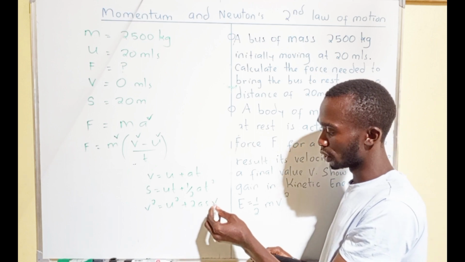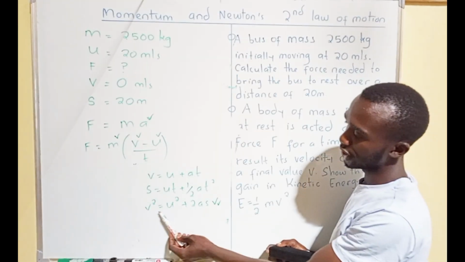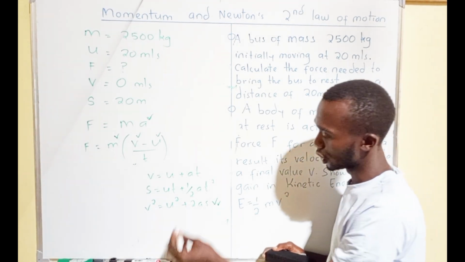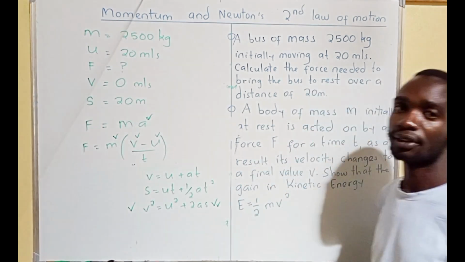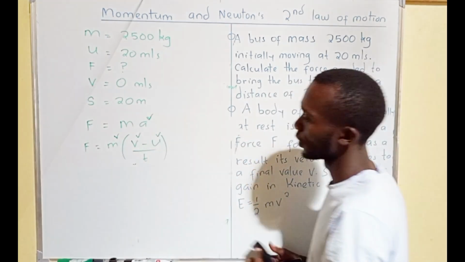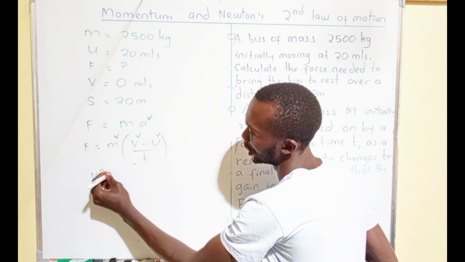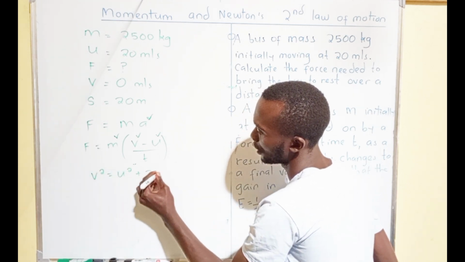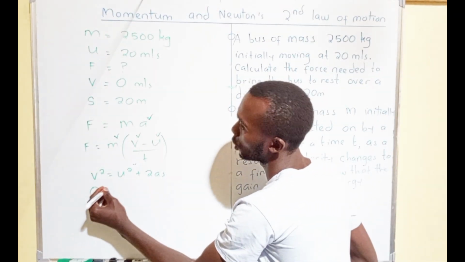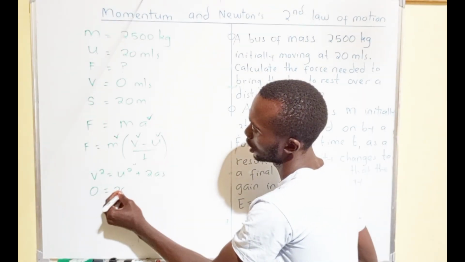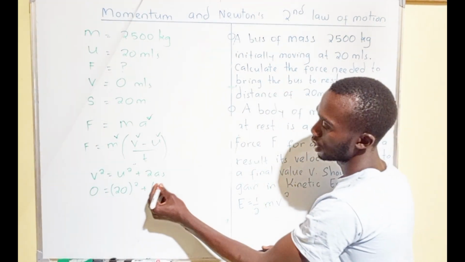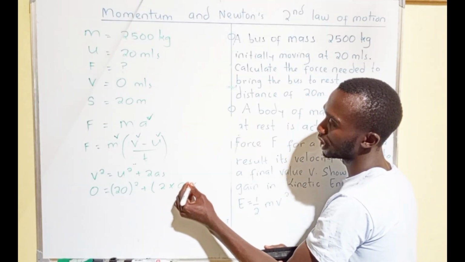So I can simply use equation 3. V is there, u is there, acceleration is not there, but displacement is there. So this equation is going to help us. From the formula, v squared is equal to u squared plus 2as. We just do substitution: v squared, that is 0, is equal to u squared, that is 20 squared, plus, in brackets, 2 multiplied by the acceleration a times the displacement, which is 20.